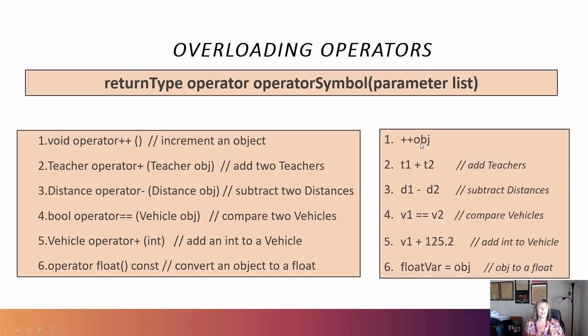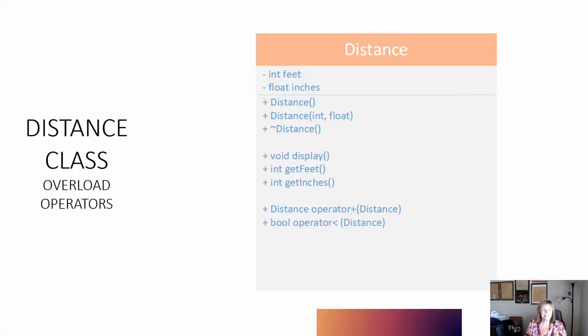So this is what it might look like once I had all those functions defined, if I was to actually implement those. So number 1, I'm just going to use the plus symbol on an object. Number 2, I'm just going to add the plus sign between 2 teacher objects. Number 3, we're going to use the minus sign between a couple of distance objects. We're going to use the dual equal signs to compare a couple of vehicles. And on number 5, we are trying to add some kind of an int value to a vehicle object. And then if you'll notice, the number 6, I'm taking an object and I'm trying to implicitly typecast it into a float variable.